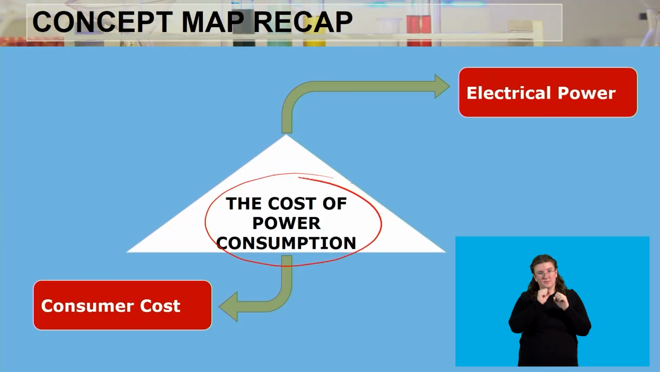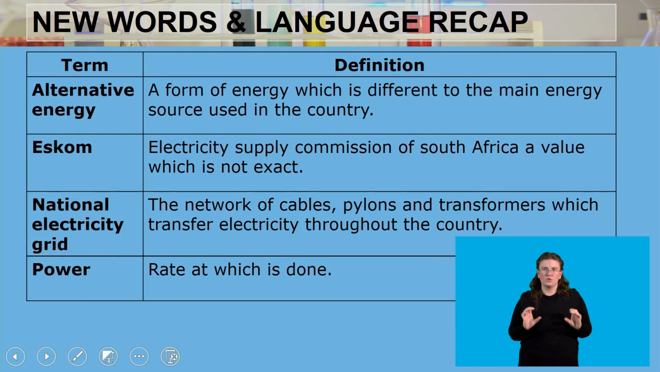Welcome back, learners. So now to wrap up this lesson by going through everything that transpired in this lesson. We're going to start by looking at our concept map, whereby, remember, our main idea, we were looking at the cost of power consumption, and we started by looking at the electrical power, and we further went on to look at the consumer cost to calculate how much it is going to cost you to use a certain appliance for a certain amount of time if it's charged at a certain tariff.